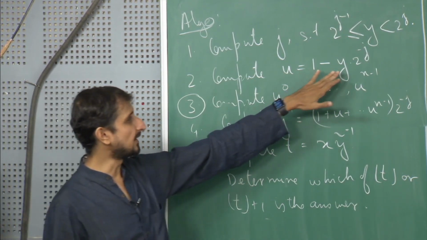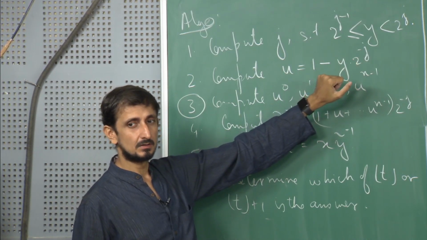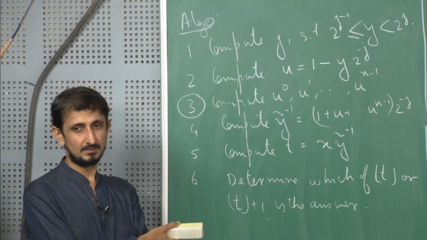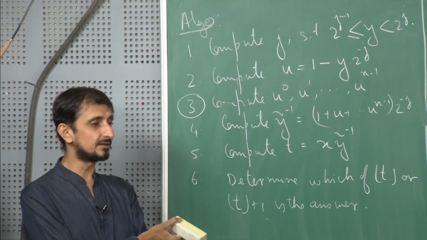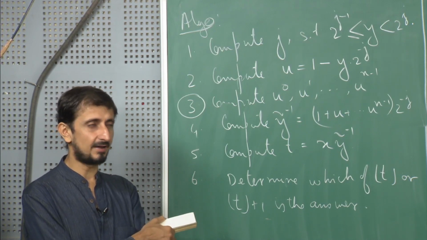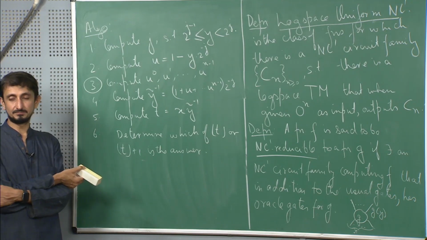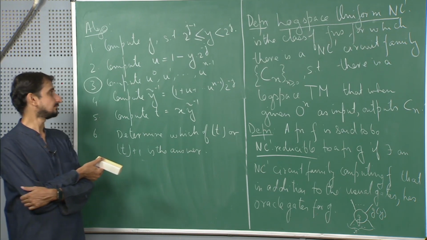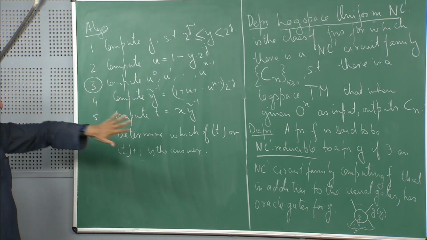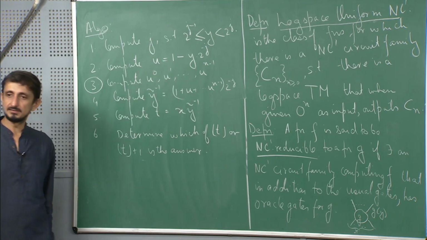Multiplication by 2 to the power minus j is just shifting the decimal. So it is the representation of fractional numbers in binary. You are shifting the decimal. Okay. So this is the only step where we need oracle gates for powering, because we don't know how to do powering yet, and the rest of it is in NC1.